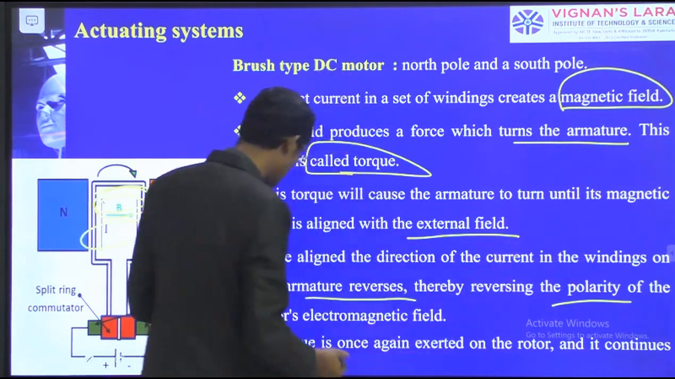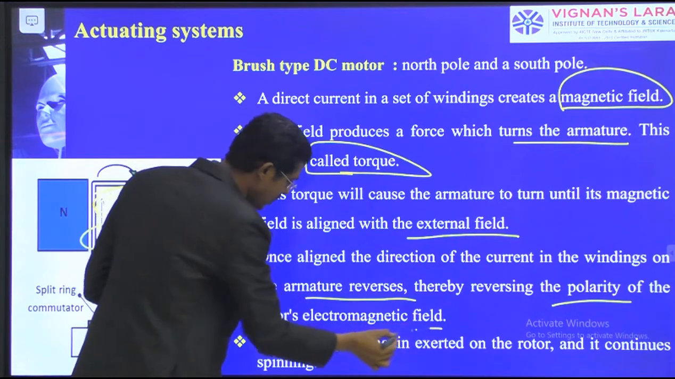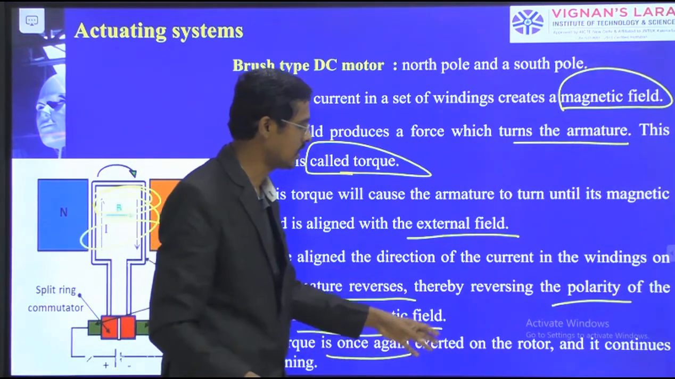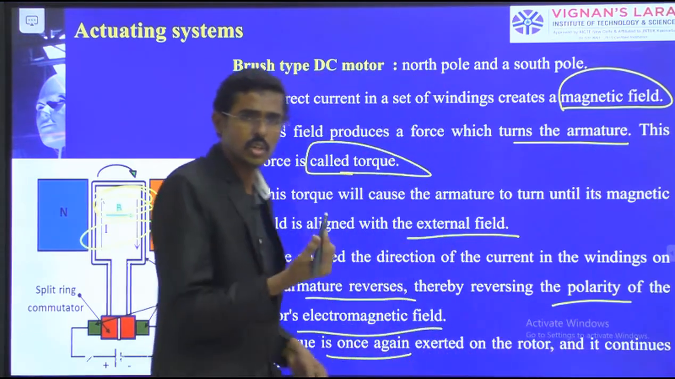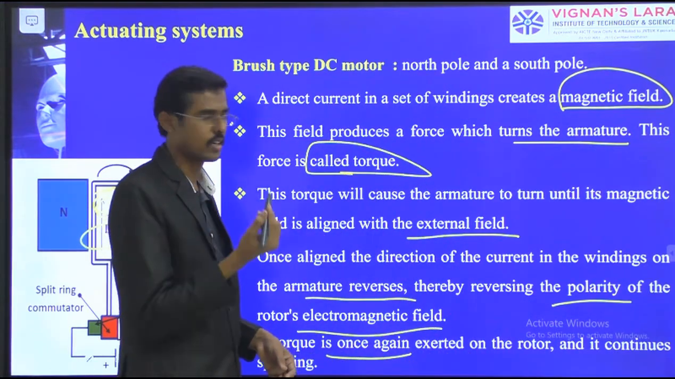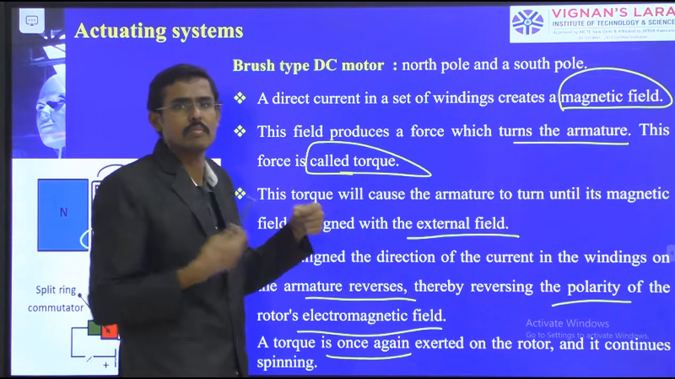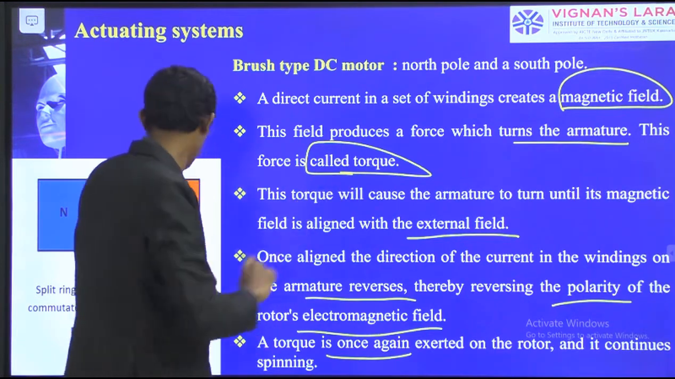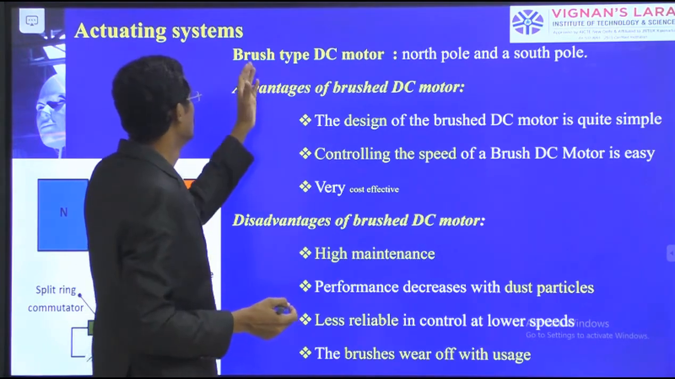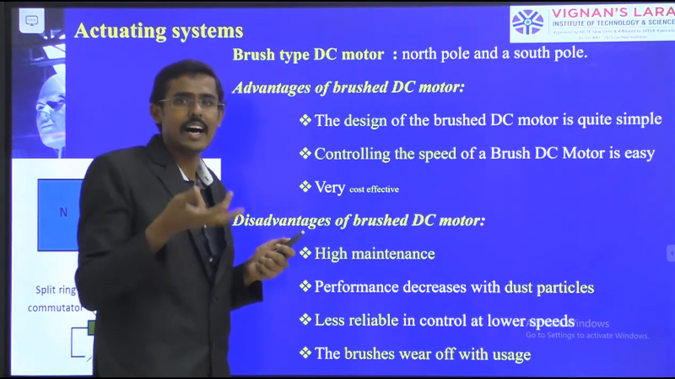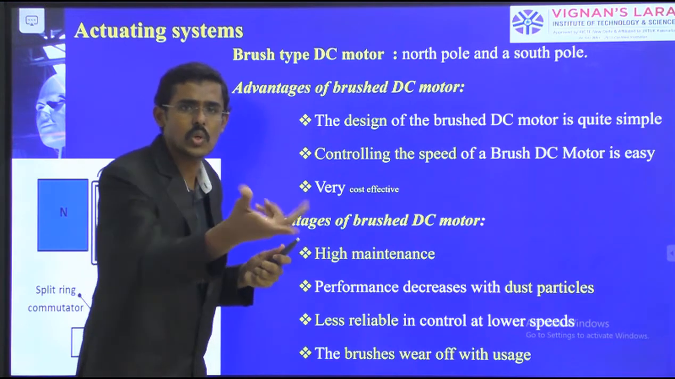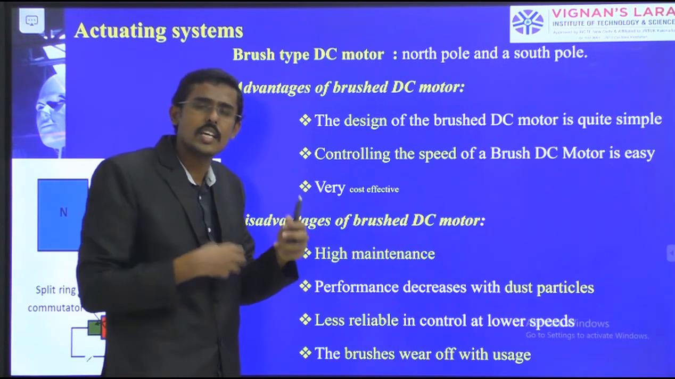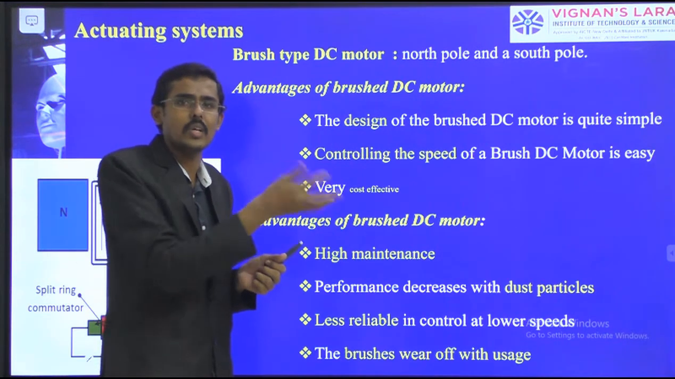When it is changed, the rotor electromagnetic field, the torque is once again exerted on the rotor, and it continues to rotate in the opposite direction. But it keeps on rotating with respect to the north pole and south pole. What happens therefore? We can generate the torque, or we can rotate the spindle in one direction. The north pole and the south pole change their power sources to keep on rotating.